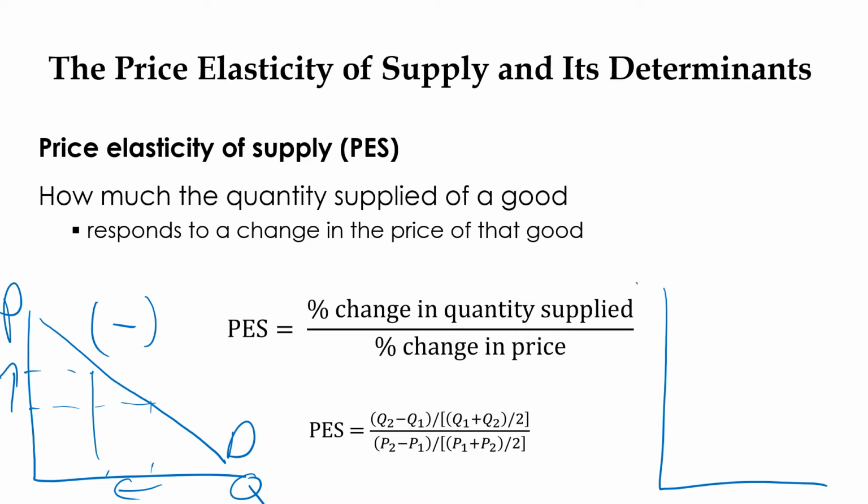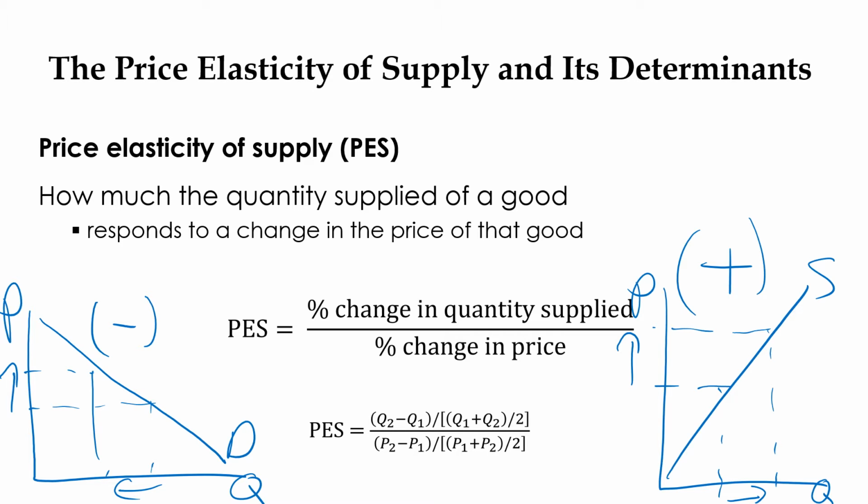However, that is not true with the supply curve. As the price of something increases, the quantity supplied to the market increases as well. So therefore, we always get a positive number. Now, the formula is exactly the same. In fact, you wouldn't know any difference at all except that it's price elasticity of supply. So we're talking about the quantity supplied to the market instead of the quantity demanded, like we do in the price elasticity of demand.